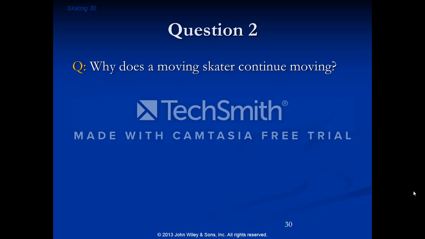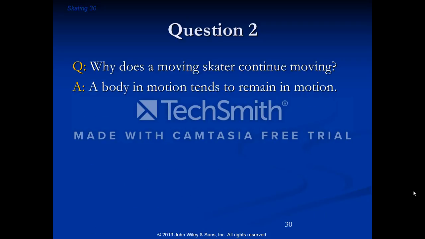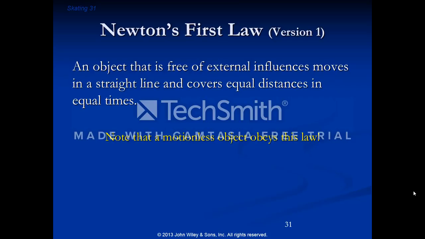Why does a moving skater continue to move? Well, bodies in motion also tend to stay in motion, so the answer is actually inertia. Inertia just means things resist a change in motion. If they're at rest, they're going to stay at rest. If they're moving, they're going to continue to move. This is what's known as Newton's first law of motion, that an object that is free of any external influence will continue to move in a straight line, covering equal distances in equal amounts of time. So if its motion is zero, then it will stay at zero motion. If it's moving at a constant speed, it will continue to move.